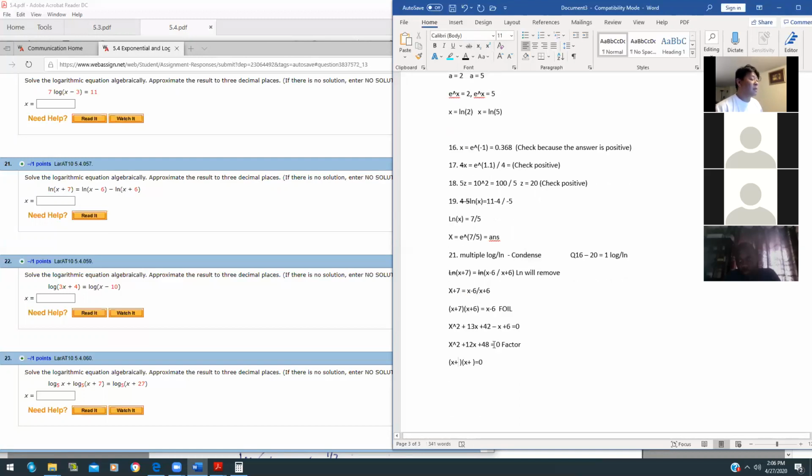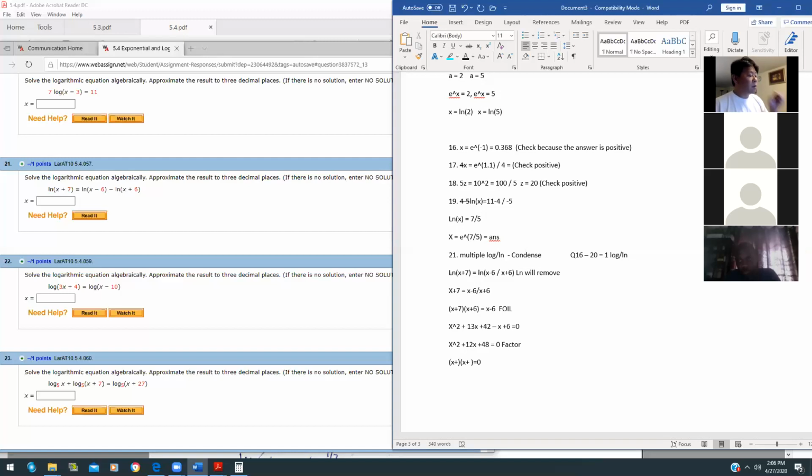So can someone tell me what times what is 48, so that you can get 12 when you add them up? Factoring. 16 and 4? 16 times 4 is not 48. 16 times 3 is 48, not 16 times 4. Anyone? Not 16 and 4. 48. 16 and 3 doesn't work.